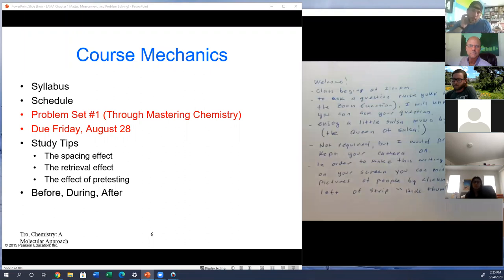If you buy the two semester one, would they send you two packets, one for this semester and one for next semester? No, you'll just have your account and you'll have access for both semesters. Okay. All right. So what else?